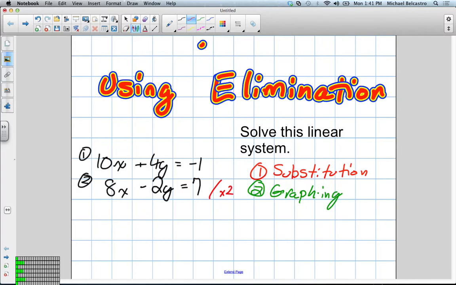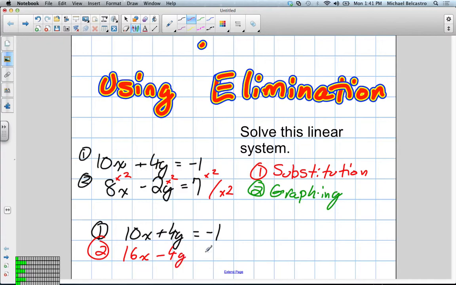So I'm going to multiply the entire equation. Remember, whatever we do to one number in the equation or one term, we have to do to all of them. So my equation 1 is still the exact same. 10x plus 4y is equal to -1. And equation 2, I'm going to change the color, but it's still an equivalent equation. Remember, we did this equivalent equations before. The only difference is it's raised to a higher multiple. So 2 times 8 is 16x. -2 times 2 is -4y. And 7 times 2 is 14. So still the exact same equation, just different coefficients and constants.